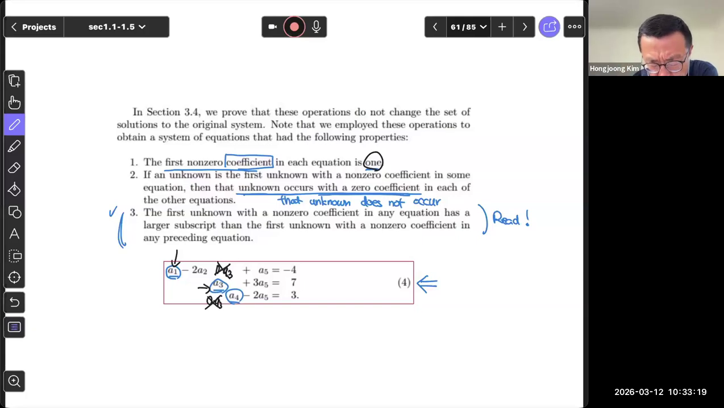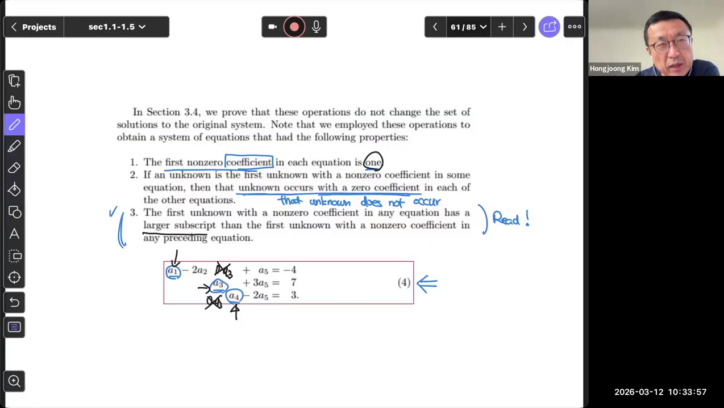In a similar way, A4 is the first unknown with a non-zero coefficient in the third equation. So A4 appears only in the third equation, not in the first or second equation. And then we have the following property, the third one. I told you to read this, okay? The first unknown with a non-zero coefficient in any equation has a larger subscript than the first unknown with a non-zero coefficient in any preceding equation.